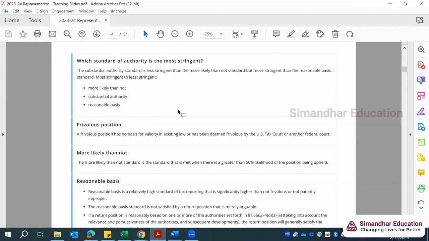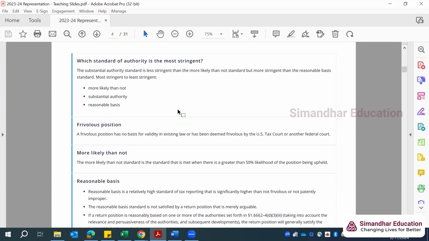So reasonable basis means that you reasonably believe that whatever you're doing on the tax return is correct. And tomorrow, if your position is being questioned by a court of law, if you are being questioned by the US Tax Court, or the district court, or the Court of Federal Claims, there is more than a 20% possibility that the court is going to honor the position that you have taken.